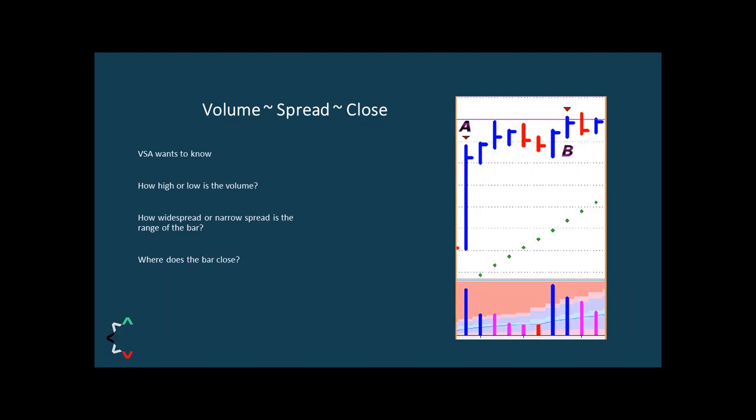All right, so some of this may be review, but we really are interested in volume, spread, and close, right? So VSA wants to know how high or how low is the volume, how widespread or narrow spread is the range of the bar, and then where does the bar close? So we have here bar A, ultra high volume, ultra widespread bar closing up near the top, and of course a VSA signal pops up. And those of you in the room, what do you think that signal is? Bar B? Nope, bar A. All right.